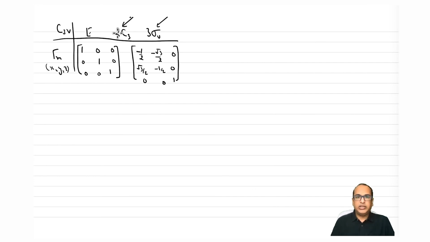This is for C3. I only have to write one of the matrices, because the other operation, although it will have a different matrix representation, will have the same trace, right? For C3 square I don't need to write, because I'm interested in the trace, and the trace will be the same for C3 and C3 square, because both elements belong to the same class.